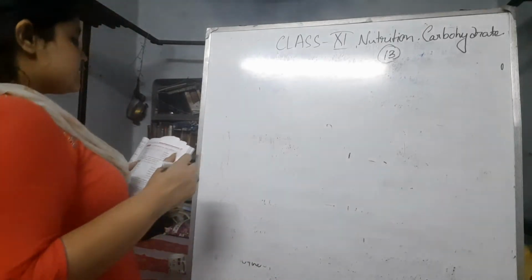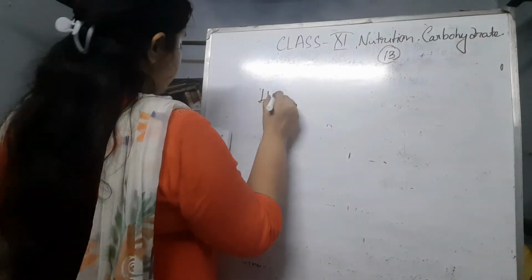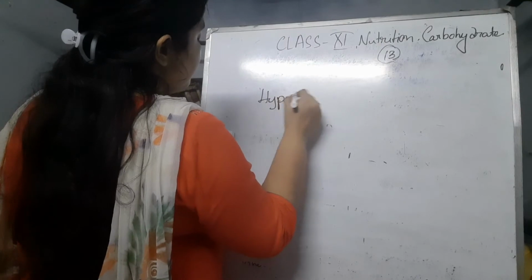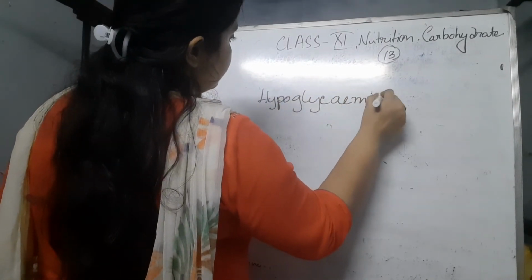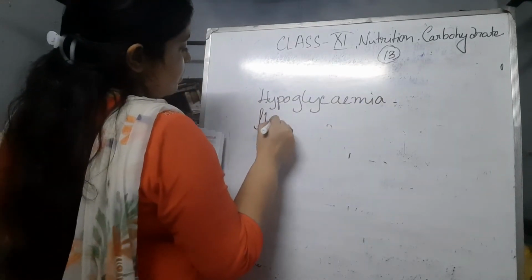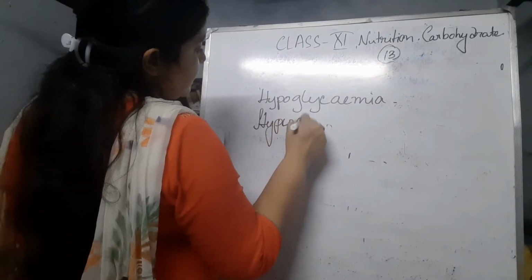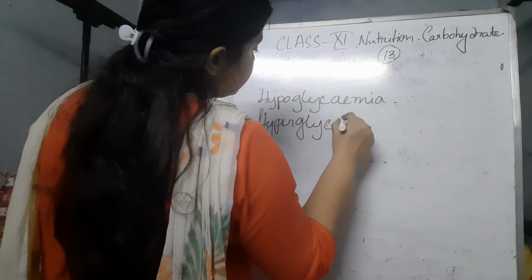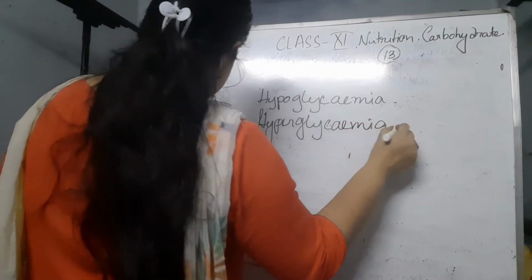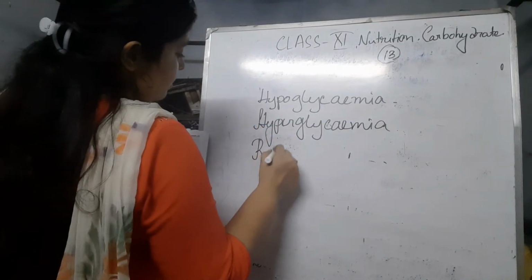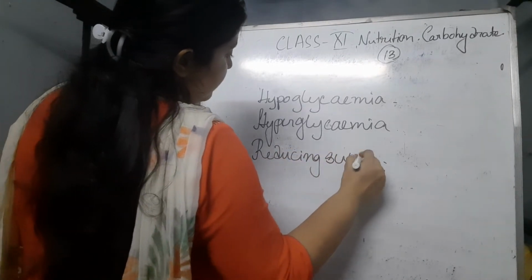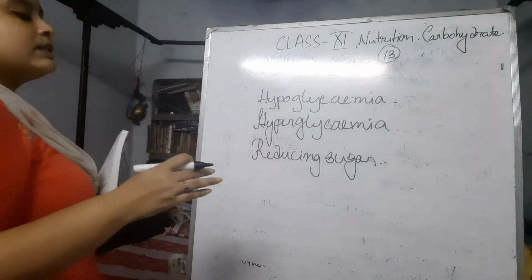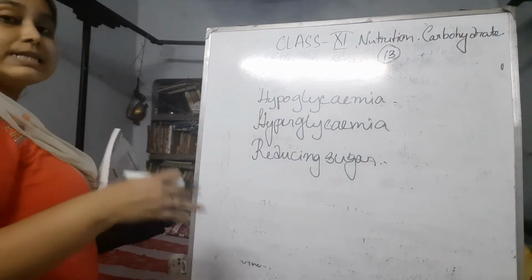In this video we will discuss hypoglycemia, hyperglycemia and reducing sugar. So hypo means low, hyper means excessive.